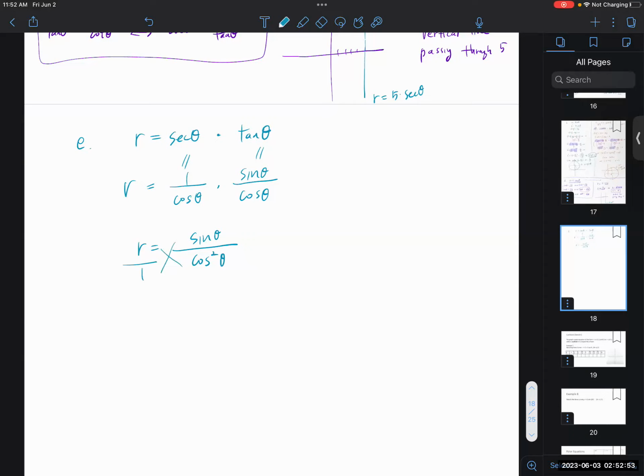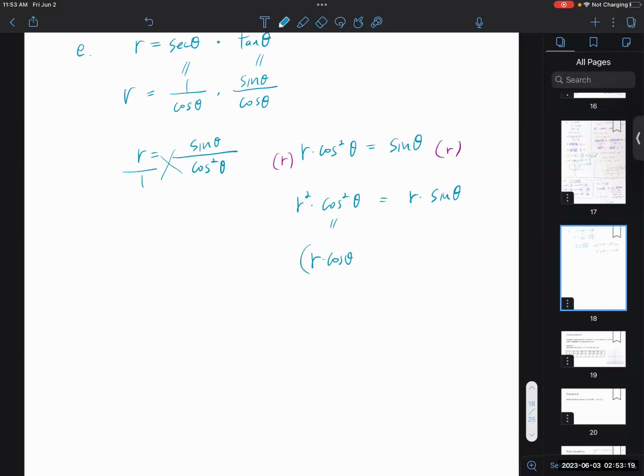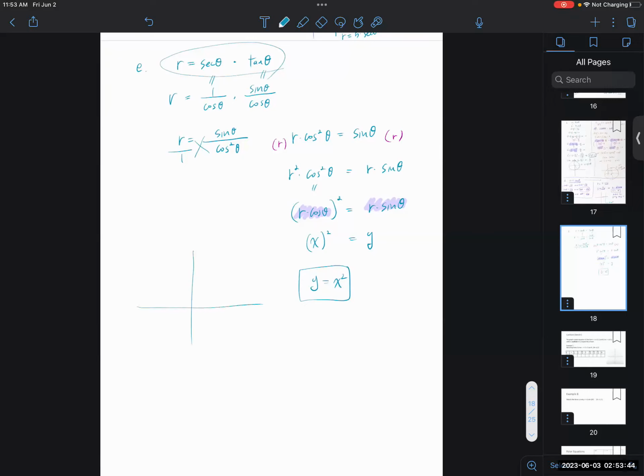You can now do the cross multiplication. So r times cosine squared theta is sine theta. From here, we just keep using the mathematical identities. Let's multiply r on both sides. So r squared cosine squared theta is r times sine theta. Are we okay? That means (r times cosine theta) squared, and then r times sine theta. R cosine theta is x, squared. R sine theta is y. So we have y equal to x squared. This is a Cartesian equation. When you graph this polar equation, it creates this shape. So this is the graph of r equal to secant theta tangent theta, which corresponds to the simple quadratic function.